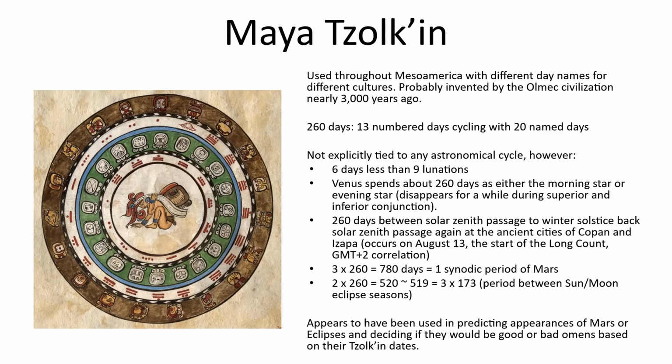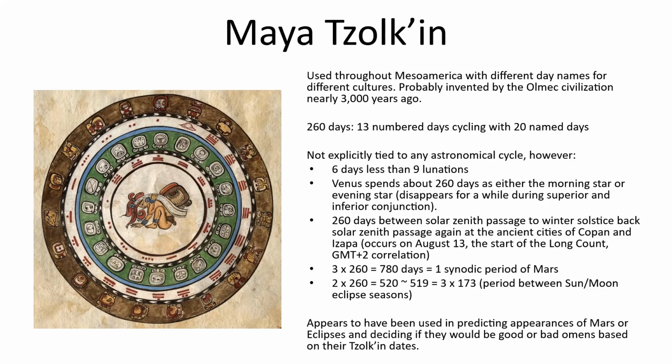There are some other interesting ones. For example, there are some almost completely rational relationships between 260 days and the synodic period of Mars. So 3 Tzolk'ins is equal to 1 synodic period of Mars. And 2 Tzolk'ins are equal to 3 times the period between eclipse seasons.